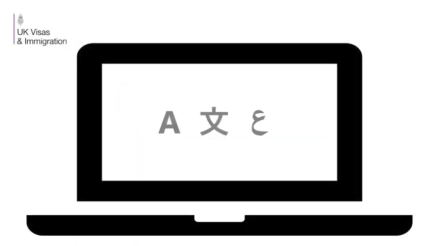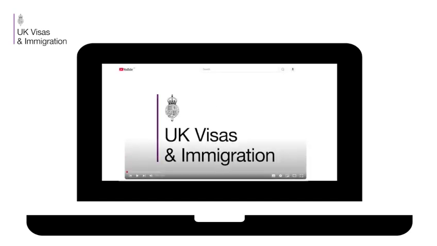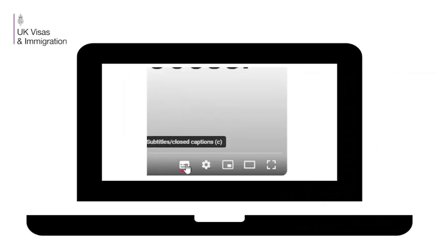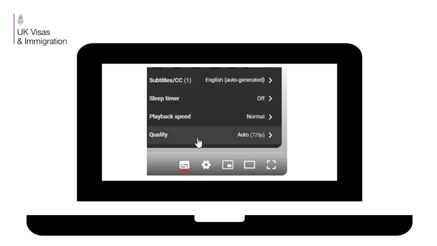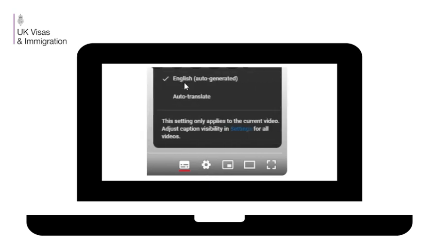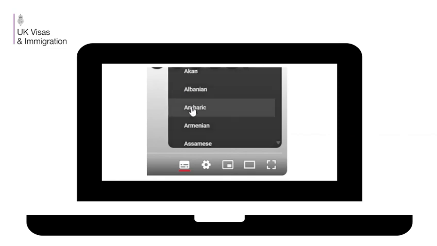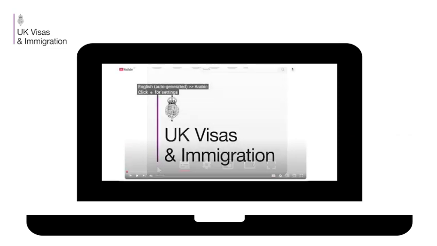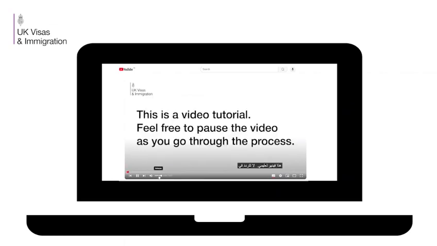To assist you in watching this video, you can turn on subtitles in your chosen language. To do this, click on the subtitles icon. Now click on Settings. Select Subtitles and click on Auto Translate. Now select your language option. When playing the video, subtitles will now appear in your chosen language.